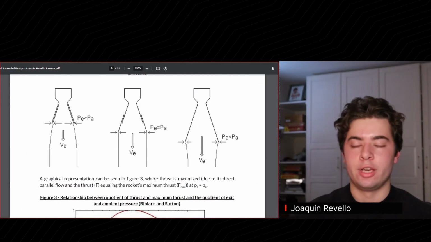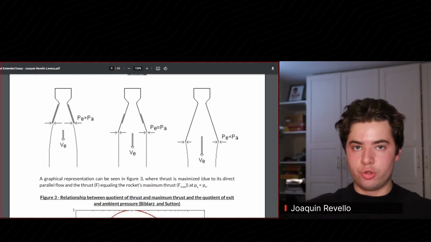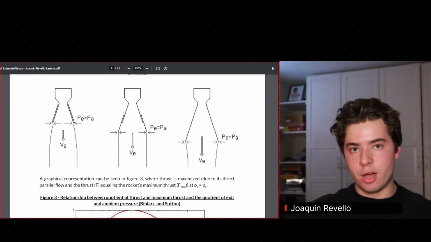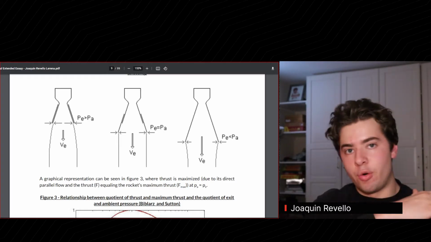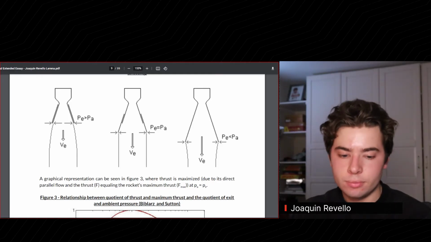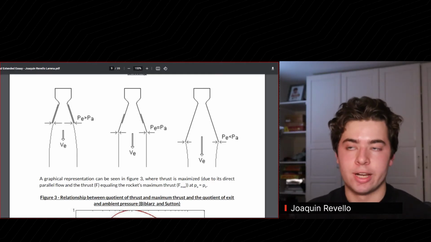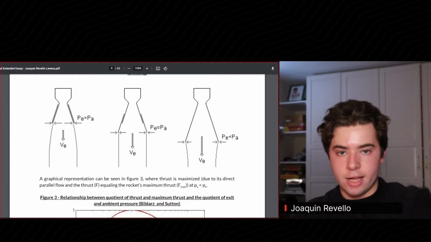Essentially, if there's a difference in pressure, one pressure starts to push in on the other or starts to pull away from the other, which results in the exhaust gas not flowing directly perpendicular to the rocket. That's what I show right here, which in turn decreases the amount of kinetic energy that I convert into directly perpendicular gas velocity.